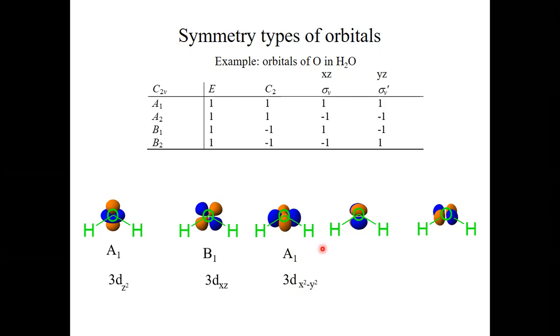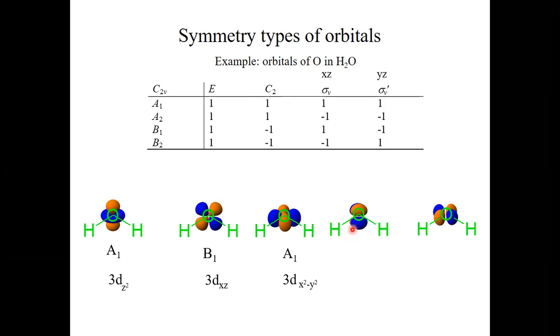Okay, now let us look at the dyz, which you see here. So the identity never changes anything. What about the C2? Well, you see the C2 actually rotates the blue lobe, which is in the back here, to the front, and that orange lobe to the back. And here at the bottom, this orange lobe will be moved to the front, and the blue lobe will be moved to the back.